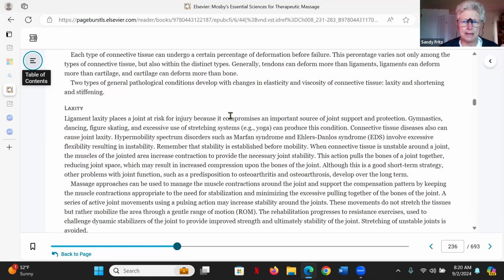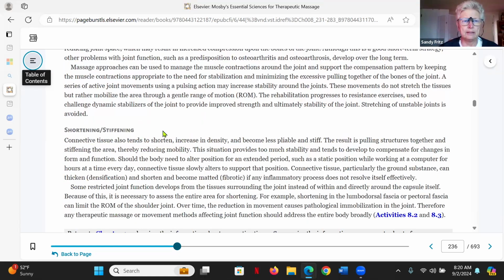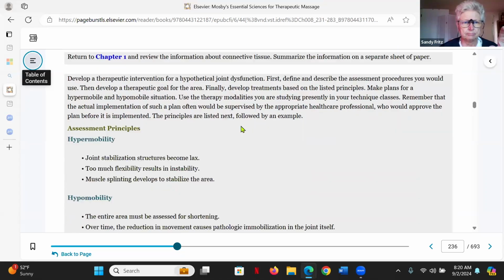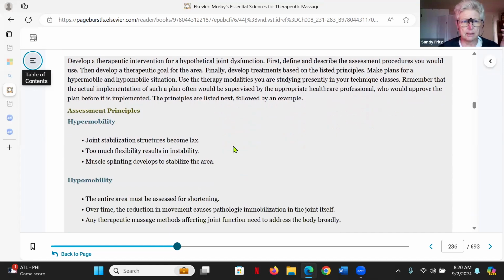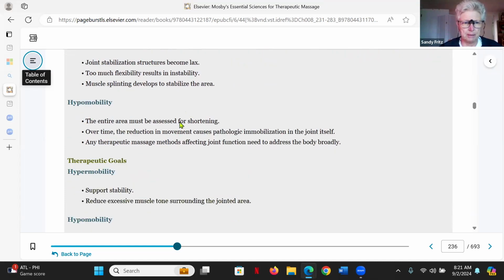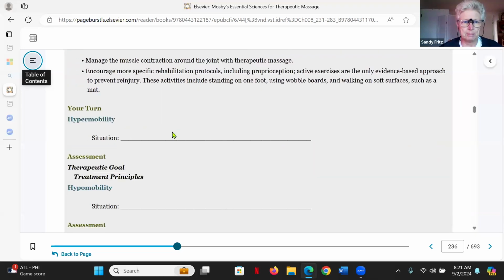So here I've talked about laxity again. Slow down, pay attention to that, and the idea of shortening and stiffening. So here is an example. This is a problem solving activity that's also a retention activity. It's going to give you some assessment principles for too much movement, hypermobility, and then hypomobility. And then it's going to ask you to take a look at that and problem solve that.